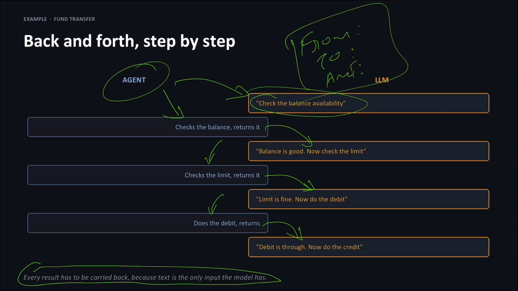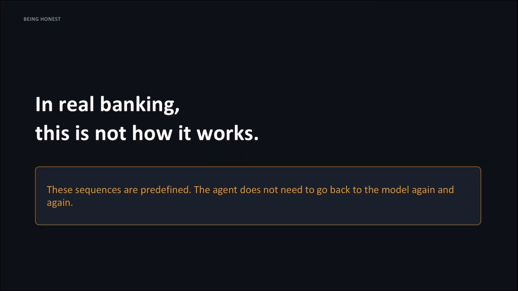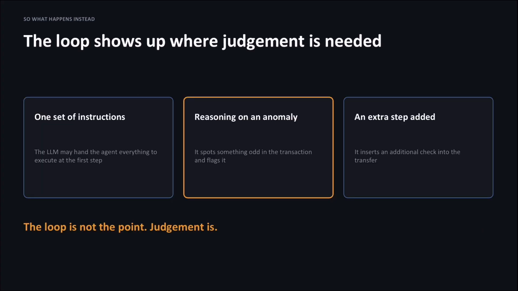Now this is again a hypothetical example. In a real banking scenario, once the agent gives the goal, the reasoning model will look at all the parameters and give the instruction once to the agent, where there will be a sequence of activities already which the agent needs to perform. No back and forth is required for so many activities. Okay, keep that in mind. As I told, this is not how it actually works in a banking scenario. These sequences are predefined. The agent does not need to go to the model again and again. Okay, so the loop shows up where judgment is needed.